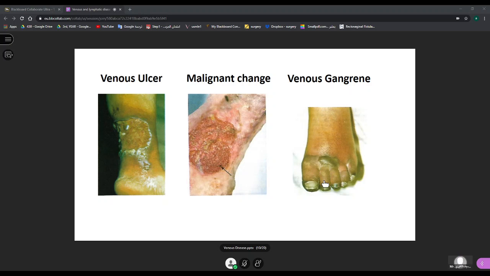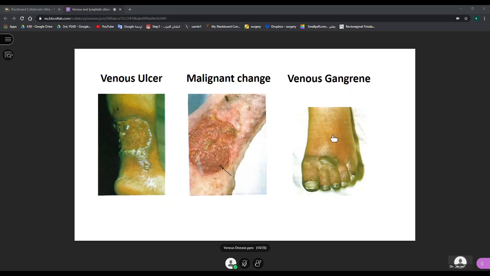Complicated, Doctor, arterial insufficiency. Yes. No, describe what you see, please. Black discoloration. There is black discoloration. What do you call this? Gangrene, Doctor. Yeah, this is gangrene.